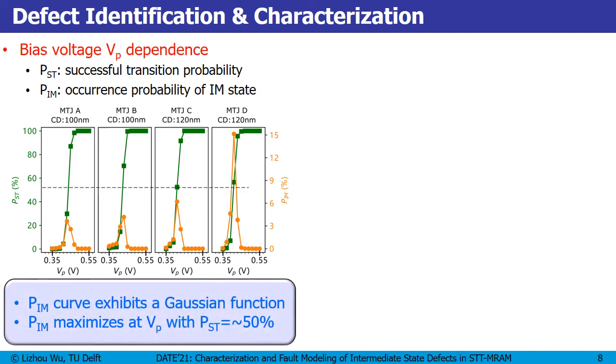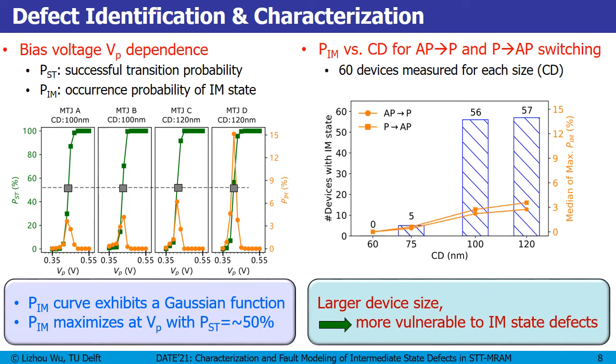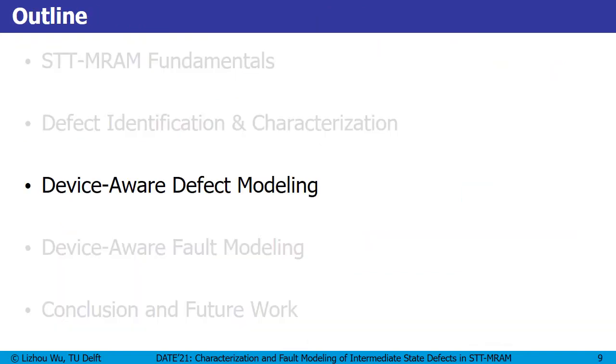So two key observations. First, these orange curves always exhibit a Gaussian function. Second, the peak always maximizes at the voltage where the successful transition probability is around 50%. So you can see these gray squares on the green curves. And we also found device size plays a critical role. In this figure, you can see the larger the device size, the more vulnerable to IM state defects. Next, I will show you how we model this defect using the device-aware defect modeling approach.